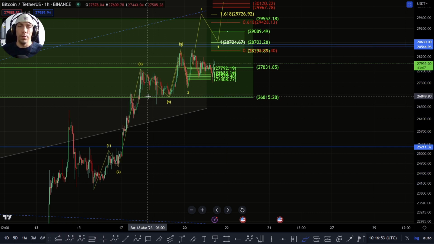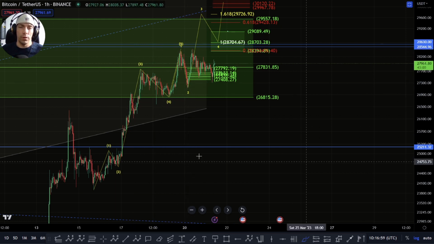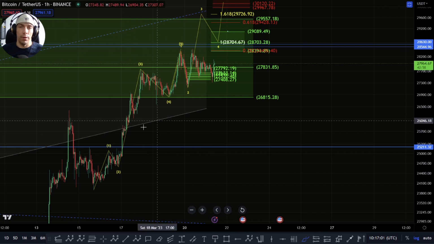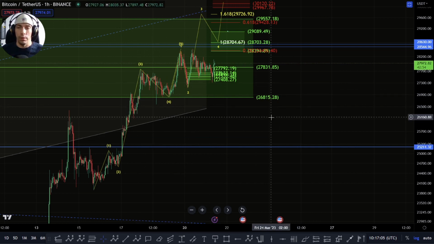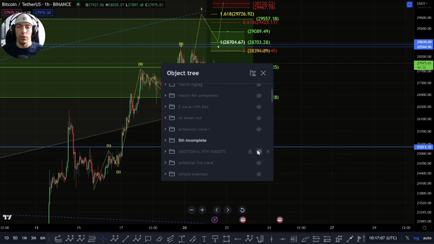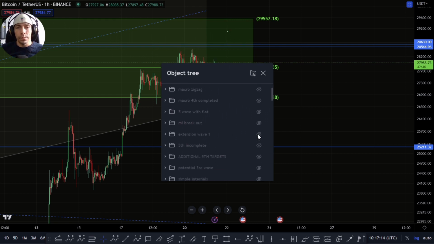The problem is if we're looking at this as a triangle, we can't really look at it as a wave two. But yeah, when these moves start to extend out, sometimes we don't come back down as deep within the retracement. So it's something worth keeping an eye out on. If we do actually just continue to push up, there is that extension going on.